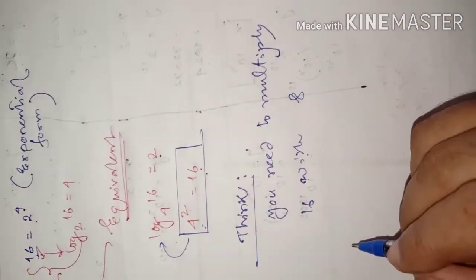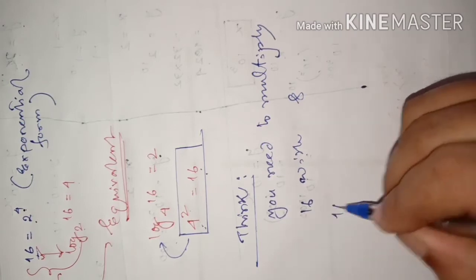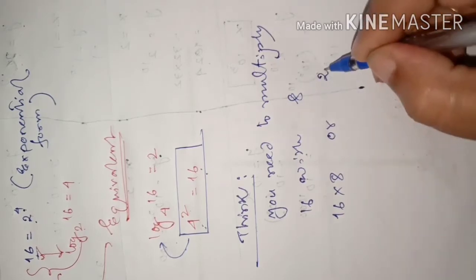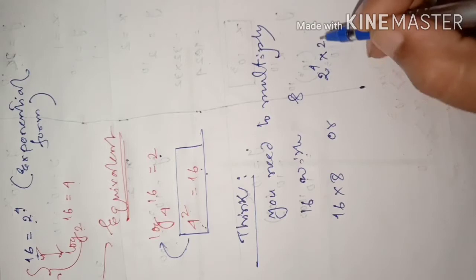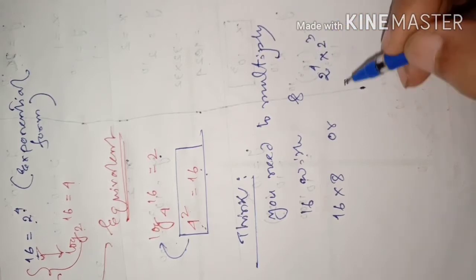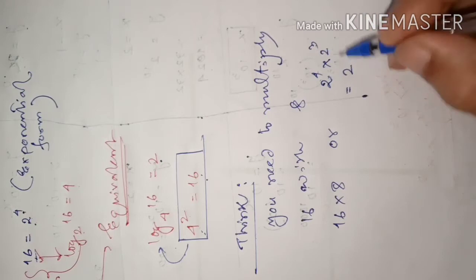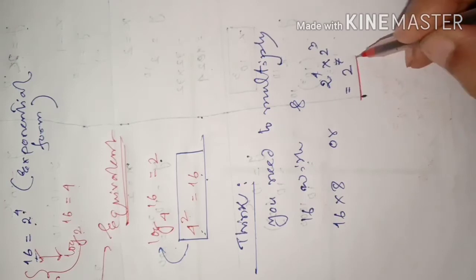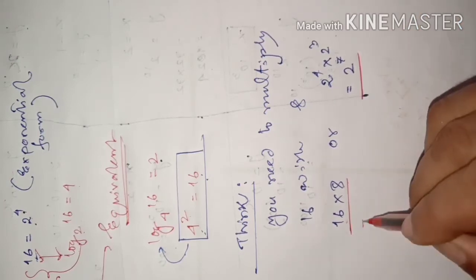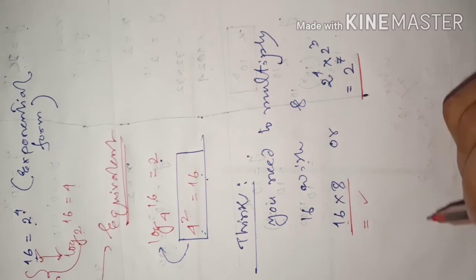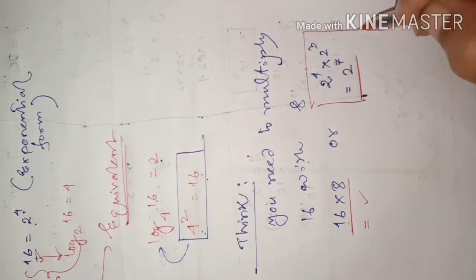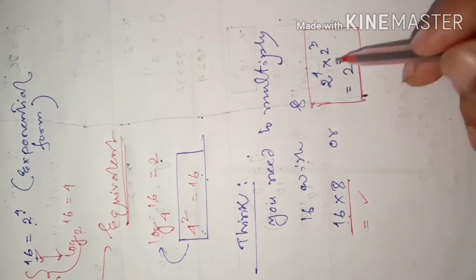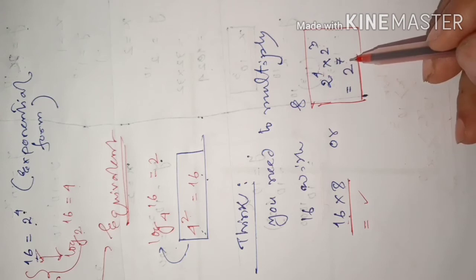There are two ways of multiplying. One is 16 into 8, or you can multiply: 16 is actually 2 to the power of 4, and 8 is 2 to the power of 3. Then by the laws of indices, 2 to the power of 4 plus 3, that is 7, you can get. You can either use this product, or after multiplying this, you can use the product you get. So you see here, students, the multiplication is actually used as a sum of powers, a sum of exponents.